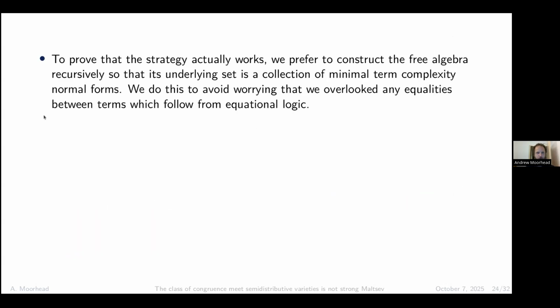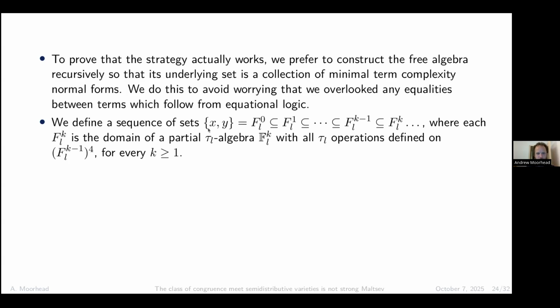Okay, so to prove that the strategy actually works, we prefer to construct the free algebra recursively, so that its underlying set is a collection of minimal term complexity normal forms. I prefer to do it this way because I have some paranoia about equational logic. If I just think of the free algebra as a collection of equivalence classes of terms, then there's always some fear that I've missed something.